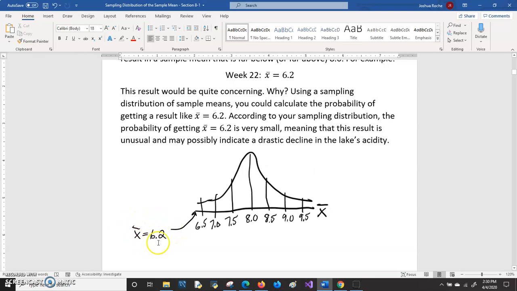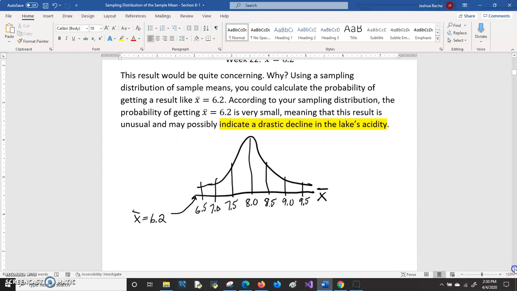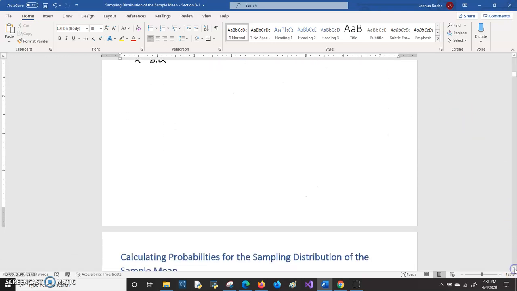And if you get a result that has a small probability, that indicates that something is changing in the lake. In this case, if you're getting a very unusually small sample mean for the pH, that is showing that perhaps the lake's acidity is actually declining. Alright, in the next video, we'll move on to some calculations.